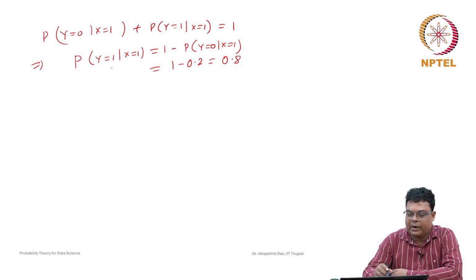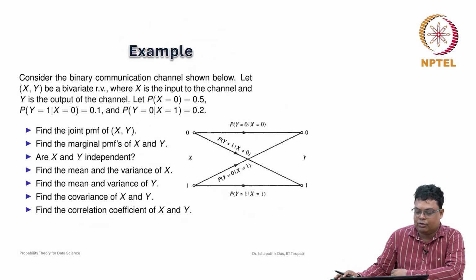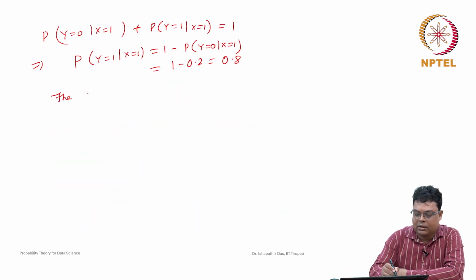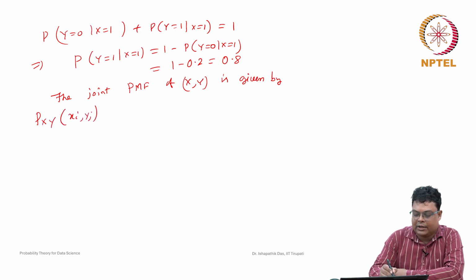So, all these probabilities we need because we want to finally find the joint probability mass function. So, the joint probability mass function of xy is given by p of xy for all the values. We have to find all xi yj. What values can it take? x can take 0 and 1 and y can take 0 and 1. So, we start with 0 0.